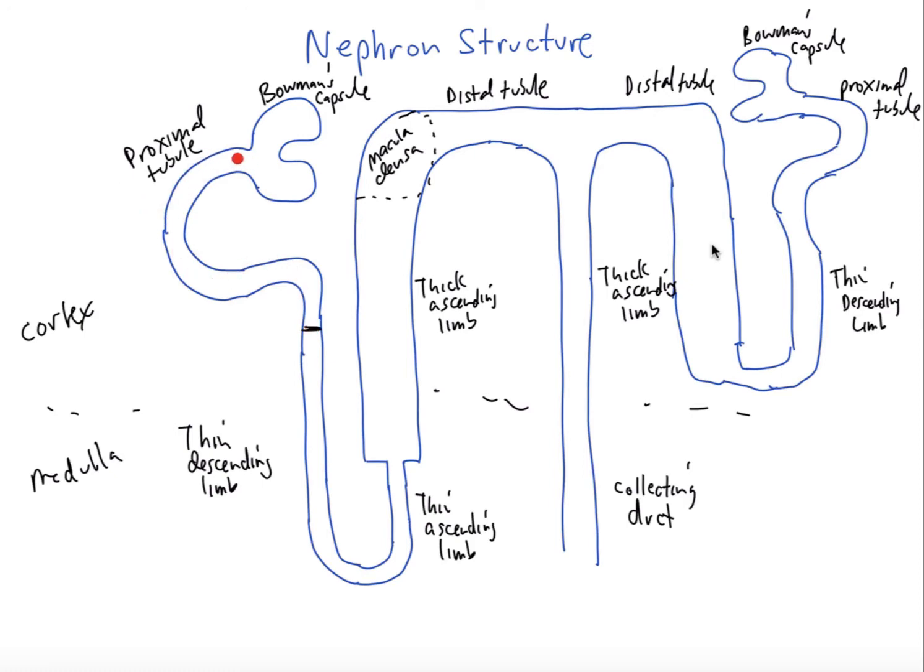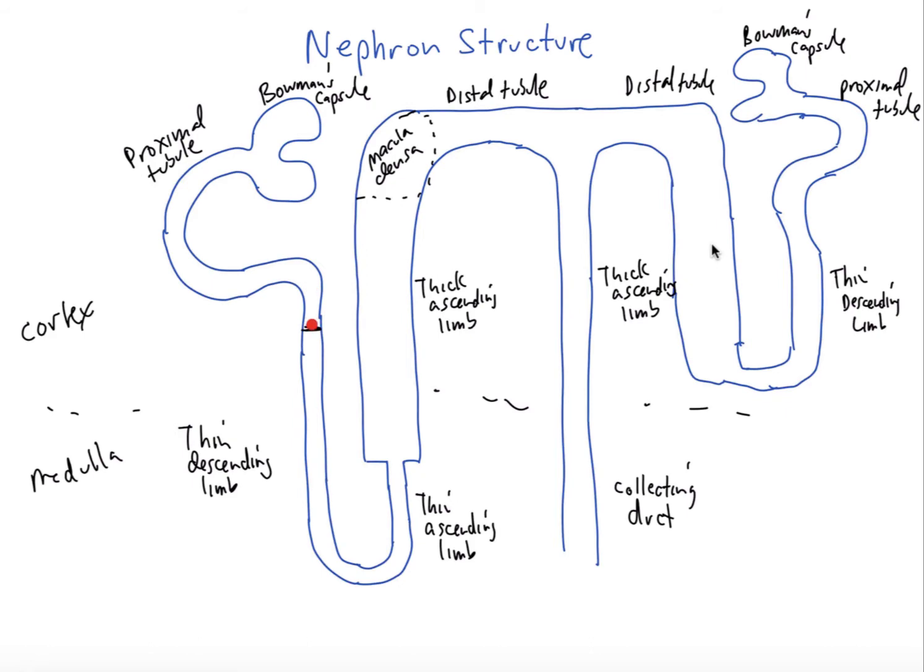Now, the proximal tubule does have some convolutions, and it twists a bit and then has a straight part. Sometimes people call the proximal tubule the proximal convoluted tubule. We're just going to call it the proximal tubule for simplicity.